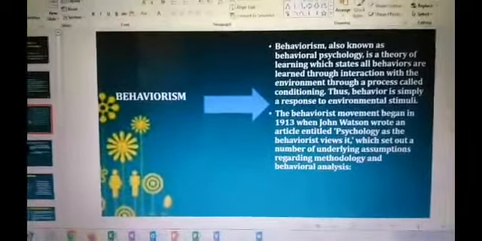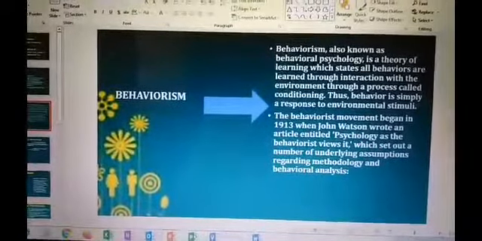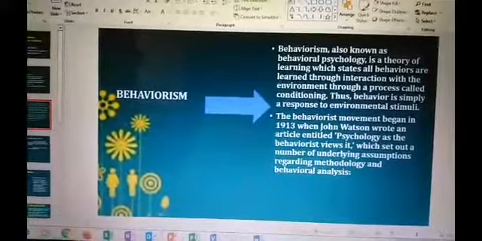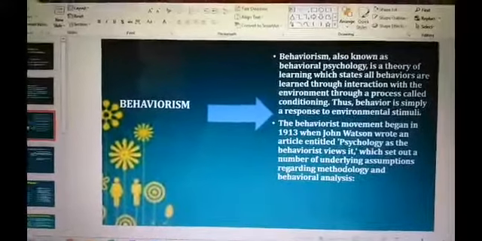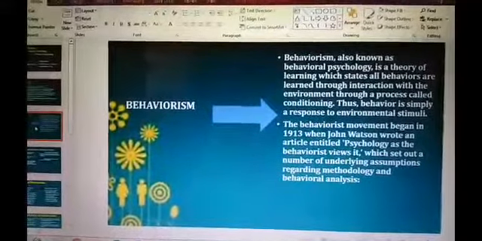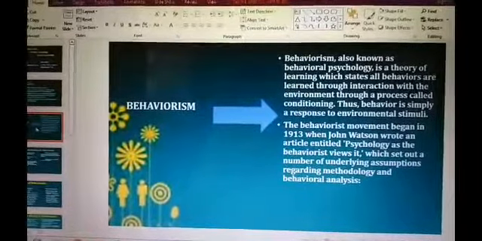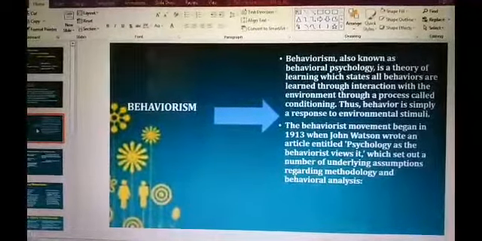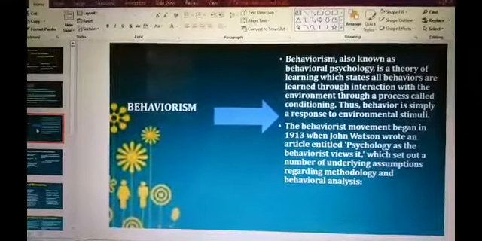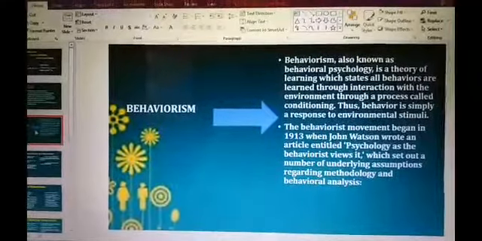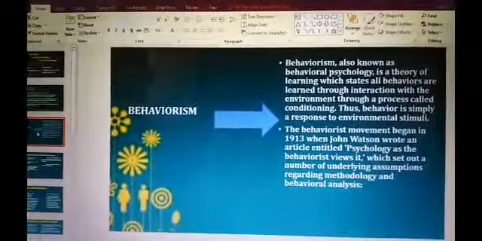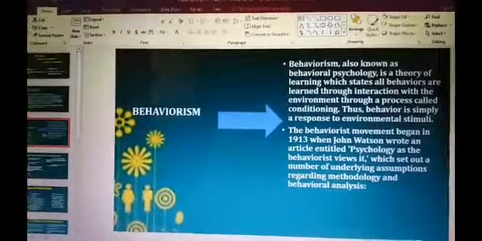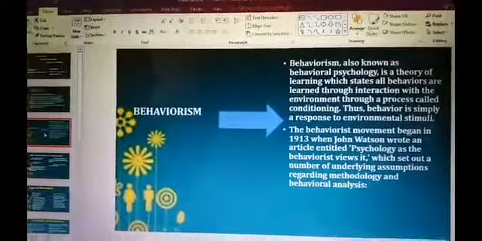Behaviorism. The first part of my report will be behaviorism. Behaviorism is also known as behavioral psychology. It is a theory of learning which states all behaviors are learned through interaction with the environment through a process called conditioning. Thus, behavior is simply a response to environmental stimuli. So, I will not read all of that.